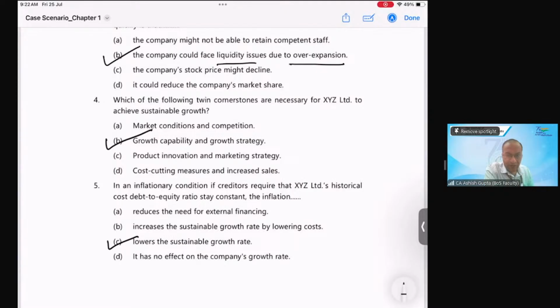Option B. Just now. Option B, I don't know. Someone has given option. No, beta. Chitra, this is not the answer.